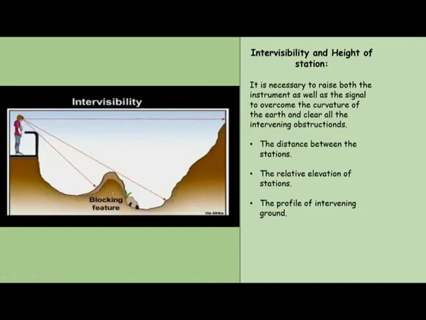So you can see the factors which are important in this type of survey. The first one is the distance between the stations, which is the prime factor required to be found. Second is the relative elevation of the station. And the last one is the profile of intervening ground. Now let's go into the technical data for such a survey.